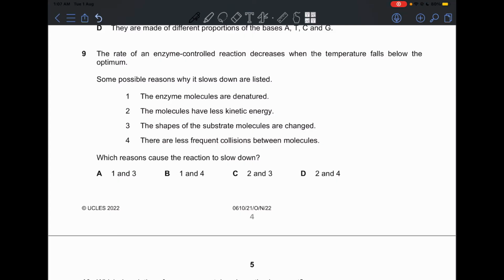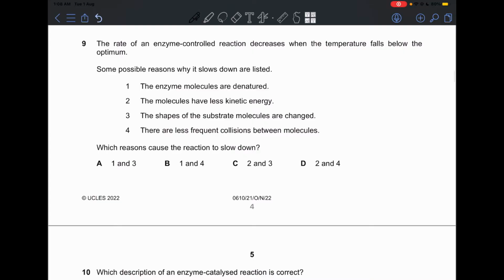9. The rate of an enzyme controlled reaction decreases when the temperature falls below the optimum. Some possible reasons why it slows down are listed. Number 1, the enzyme molecules are denatured. Number 2, the molecules have less kinetic energy. Number 3, the shapes of the substrate molecules are changed. Number 4, there are less frequent collisions between molecules. Which reasons cause the reaction to slow down?